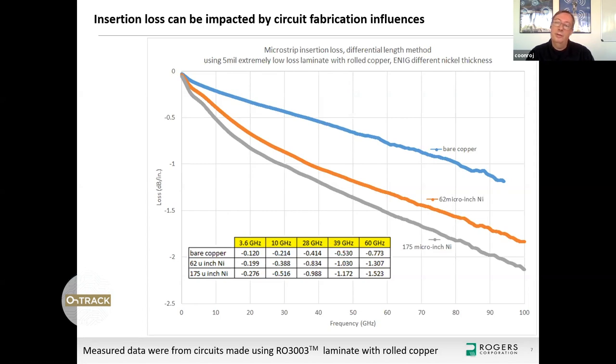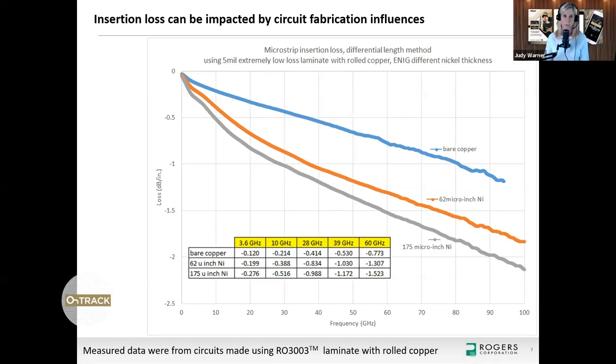Something I'm not showing here, though, is the plated finish also has an effect on phase response. And phase response is pretty important on radar applications. So for some of the 77 gigahertz automotive radar, having consistent phase response is a big deal. And having variation in the nickel can be something that the designer probably should be mindful of anyway.